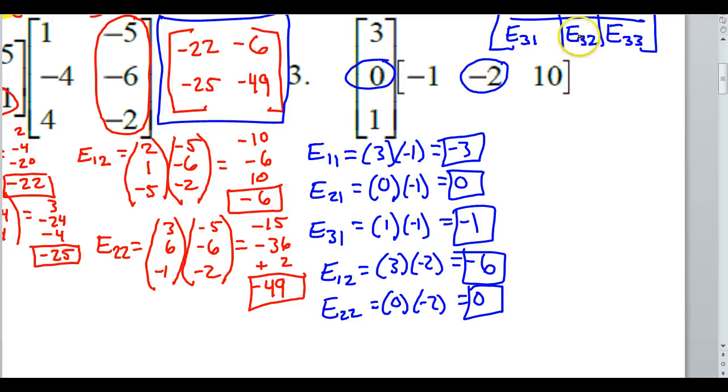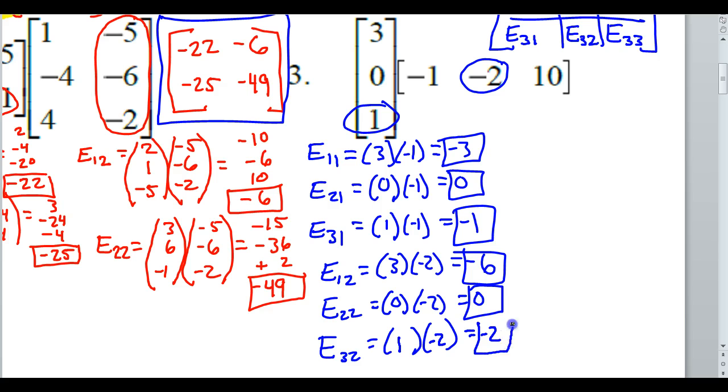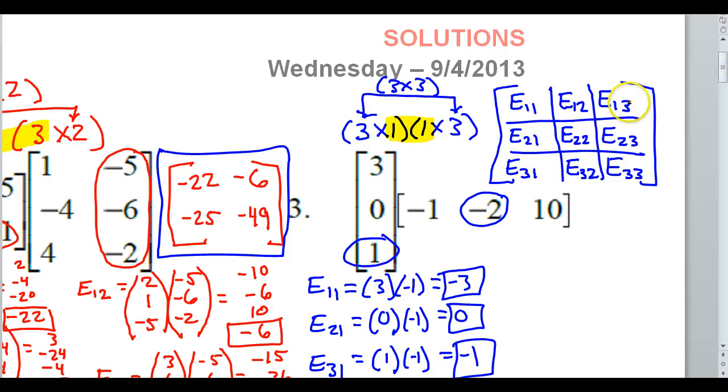Now let's do this one, element 3, 2. That's row 3, column 2. So here's row 3, and this is still column 2. So that's 1 times -2, which is -2. So we just have one more column left. Now we're going to do this final column. So I'm doing element 1, 3 now.